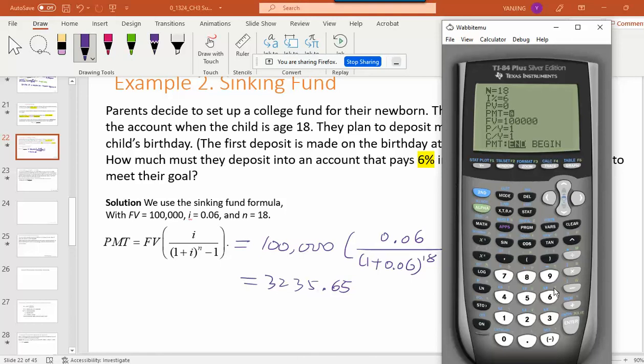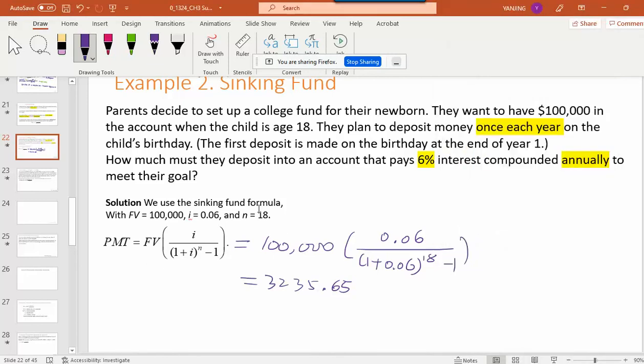So alpha enter is solved. And the payment, because it's out of pocket, is always a negative number. So you're going to pay 3235.65, exactly the same as the formula. So if you don't want to use the formula, there's an app for this, which makes it a lot easier.